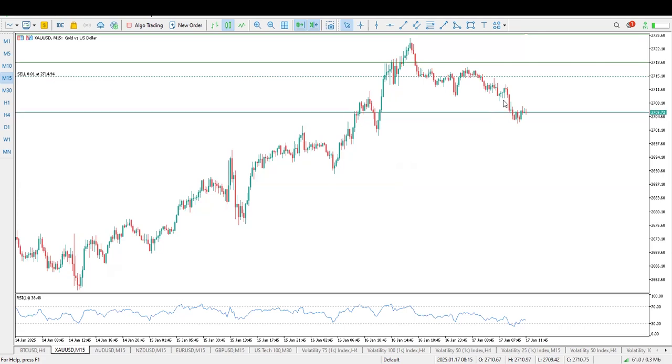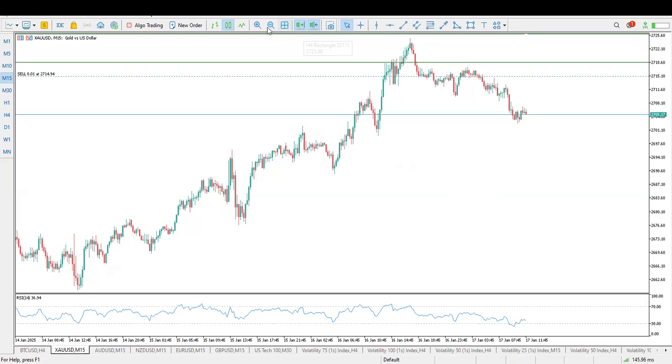Now, if you start from o'clock, it means that the first candle will open by 12 o'clock and it will close by 12:15. Then the next candle will open by 12:15 and close by 12:30. Now, the next candle will open by 12:31 and close by 12:45. Then the next one will open by 12:46 and close by 1 o'clock.